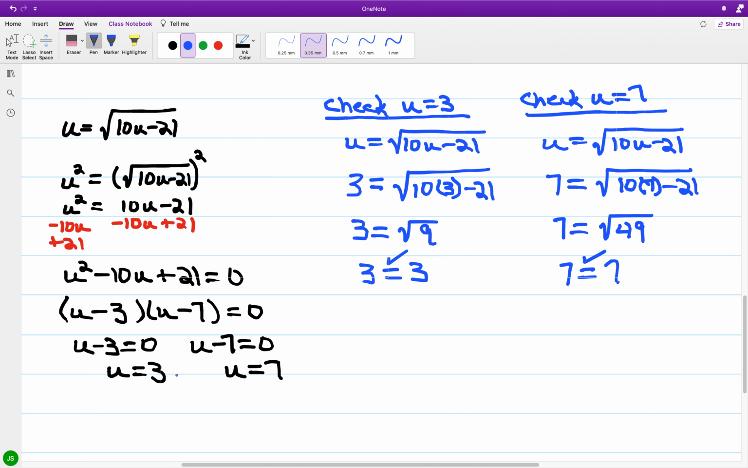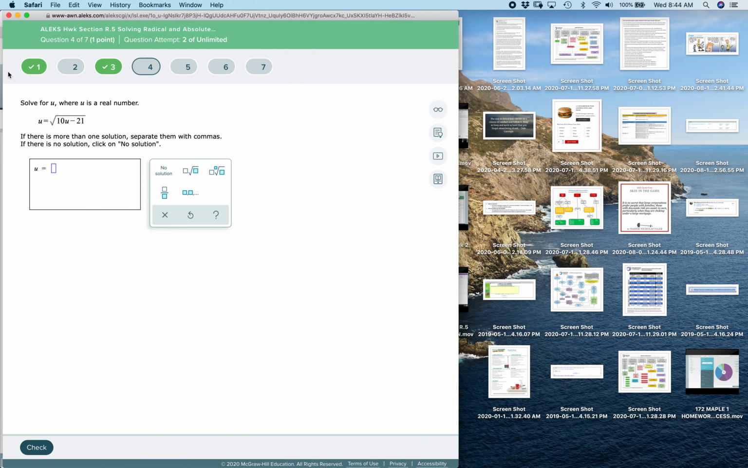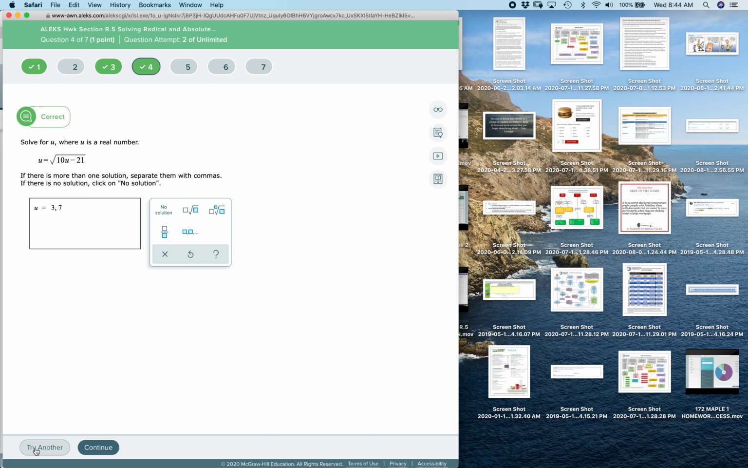So we have two solutions for u, and those will be 3 and 7. And checking what we have in Alex, with u at 3 and 7, checking, and the result is correct.